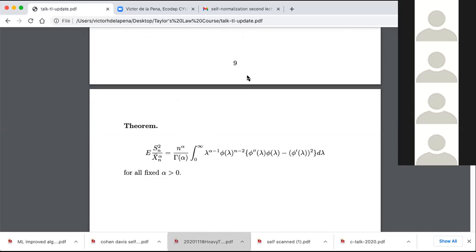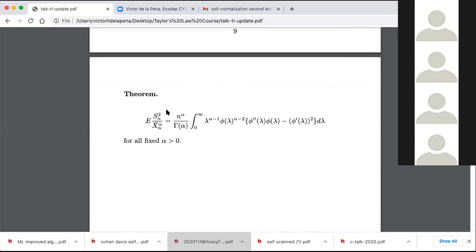So the formula that we have is that the expected value of the sample variance over the sample mean to the alpha is equal to this expression. So it's n to the alpha over gamma of alpha, integral from 0 to infinity, lambda to the alpha minus 1, the Laplace transform to the n minus 1 times the second derivative of the Laplace transform times the Laplace transform minus the first derivative squared, d lambda.